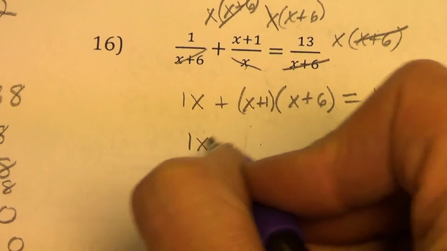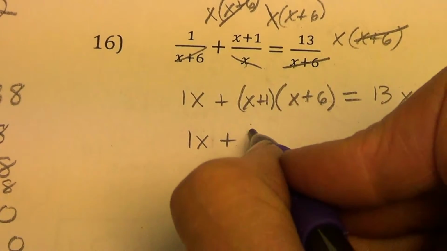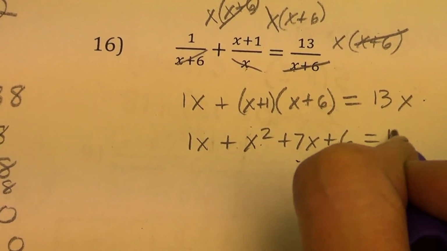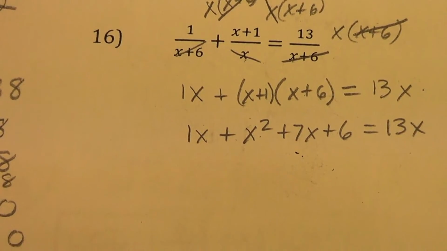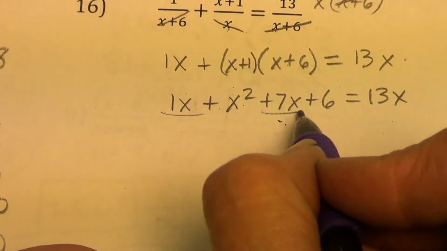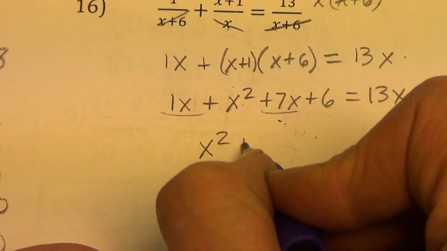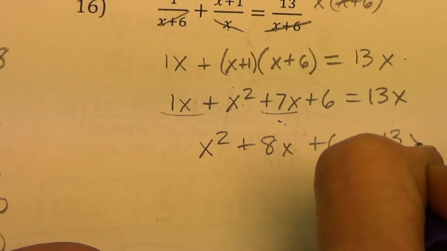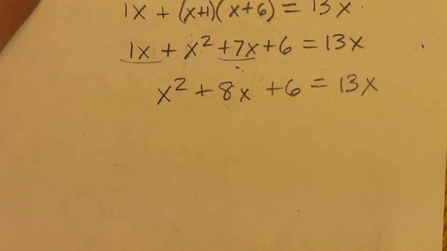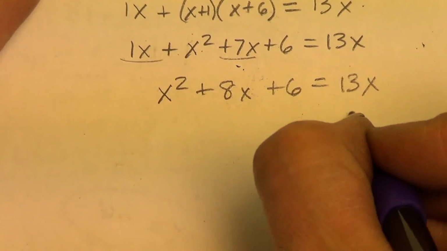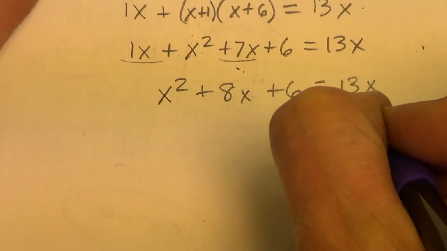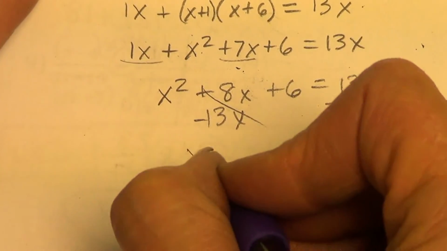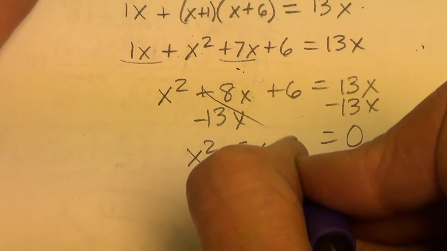Now we have 1x plus, go ahead and FOIL that, it would be x squared plus 7x plus 6 equals 13x. Get our x terms together. 1x and 7x would be 8x, so x squared plus 8x plus 6 equals 13x. Bring this 13x over so we can set this to 0. Subtract 13x there. And we end up with x squared minus 5x plus 6.